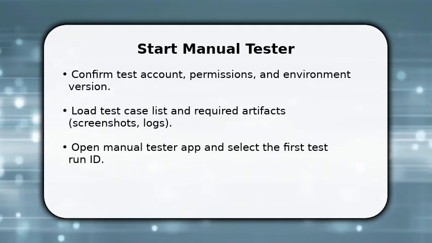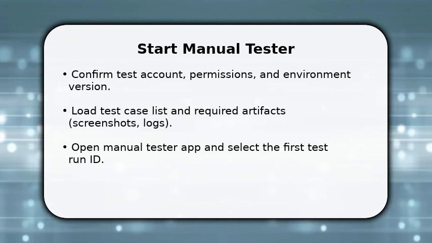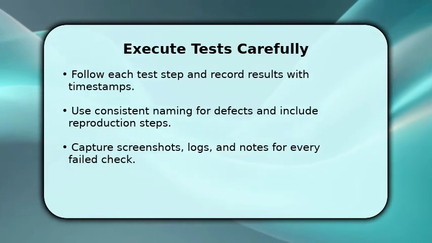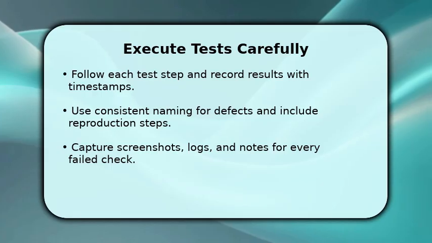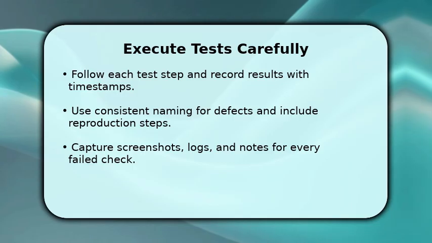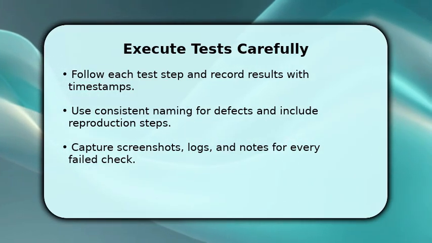Then start the first test step and mark status as in progress to record actions. You now execute each test step methodically, reading the expected result before acting so you know why each check matters. Once done with a step, timestamp your result and attach any screenshots or logs. This creates a clear audit trail.